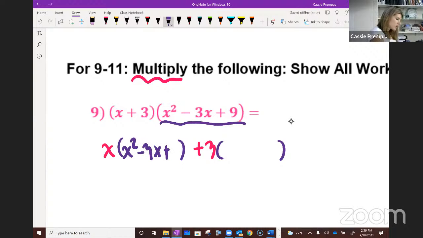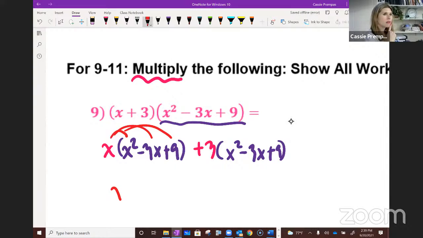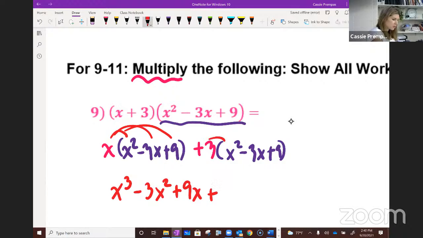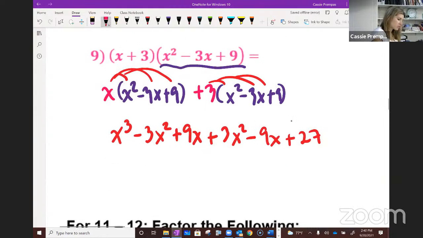So I'm going to use the method we looked at on Friday, recopy that trinomial, and I'm going to distribute. So distribute the x to every piece, and that gives me, what is x times x squared? X cubed, good. X cubed minus 3x squared, plus 9x, plus 3x squared, minus 9x, plus, what's 3 times 9? 27, nice.